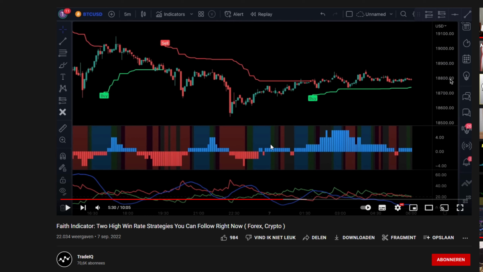In our Discord, someone asked me to backtest this strategy from Trade IQ. So here I am. I'm going to backtest this one 100 times and see if the results are really that great.